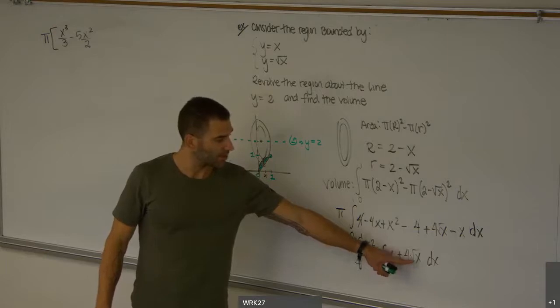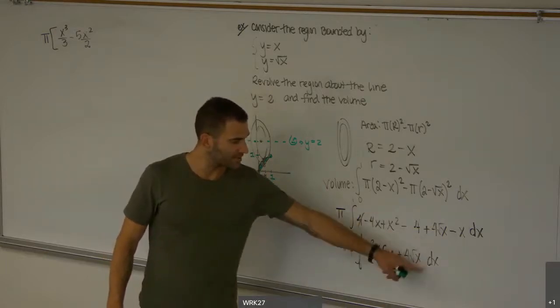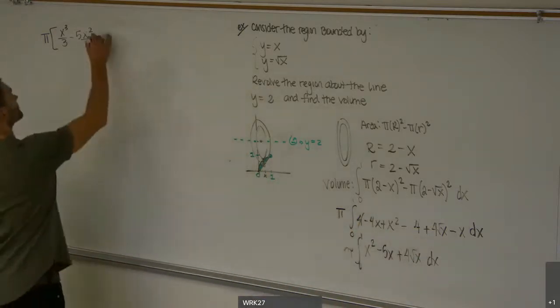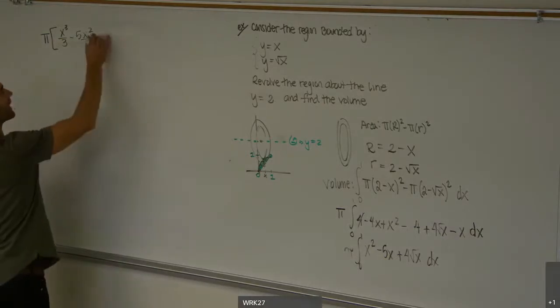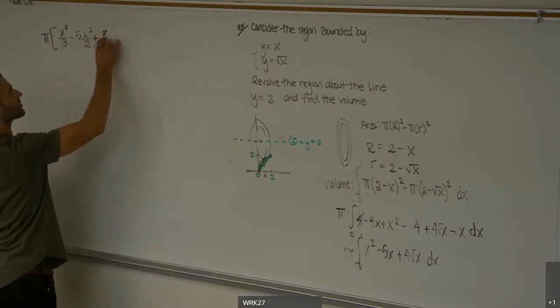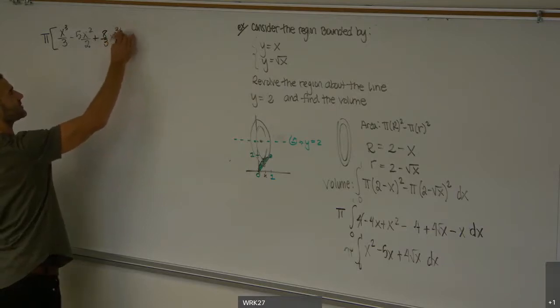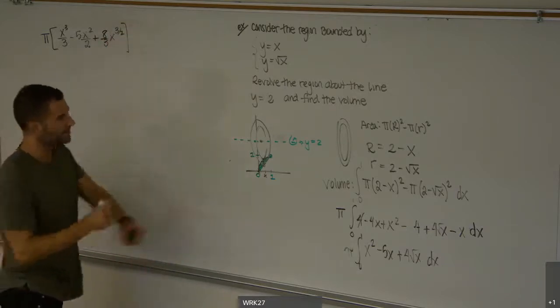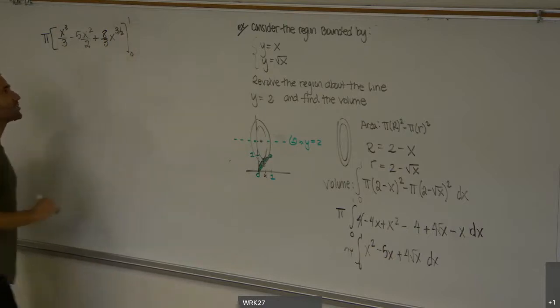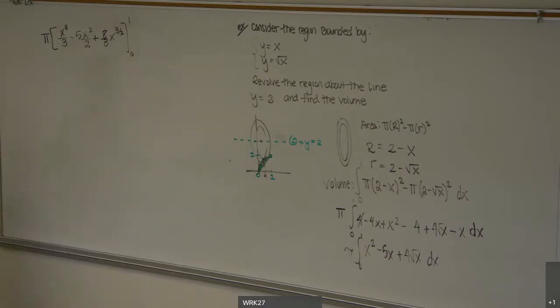So when I use my power rule, we add 1 to the exponent. So x to the 3/2 over 3/2, or then 2/3 x to the 3/2, giving me then times 4 would be 8/3 x to the 3/2, evaluated from 0 to 1. So we take that antiderivative using everything we know from Calc 1, and we evaluate it.